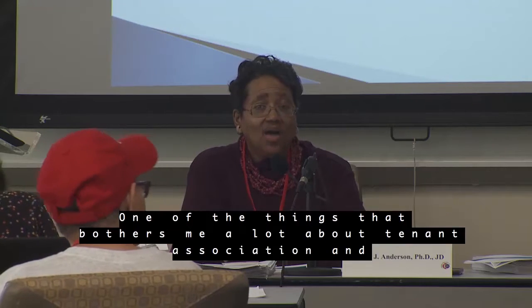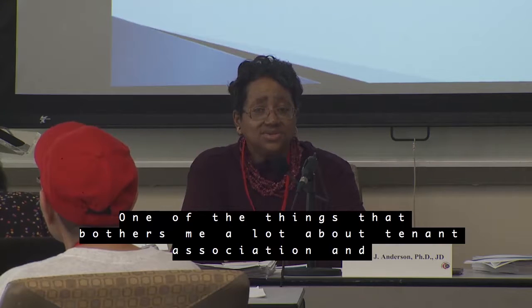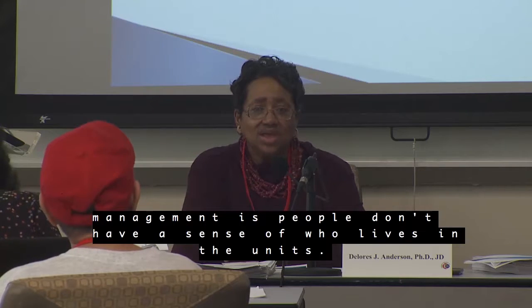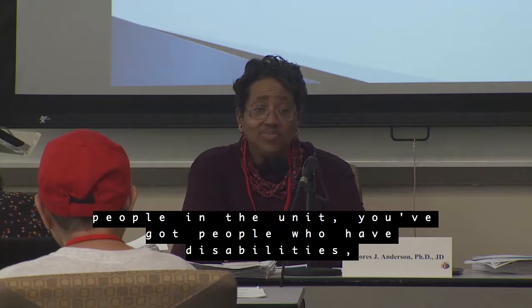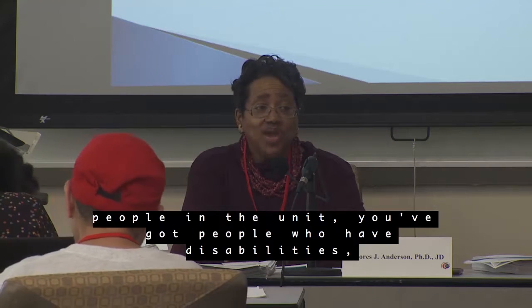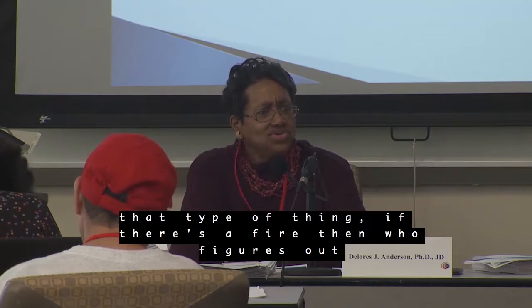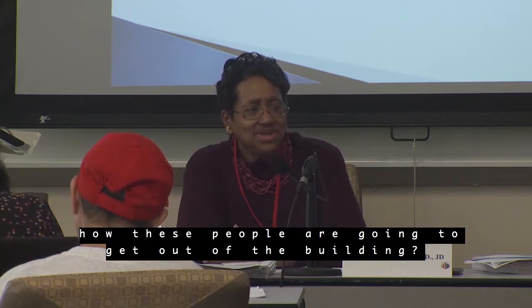One of the things that bothers me a lot about tenant associations and management is people don't have a sense of who lives in the units. Management may not care, I don't know, but if you've got elderly people in the unit, you've got people who have disabilities, that type of thing. If there's a fire, then who figures out how these people are going to get out of the building?